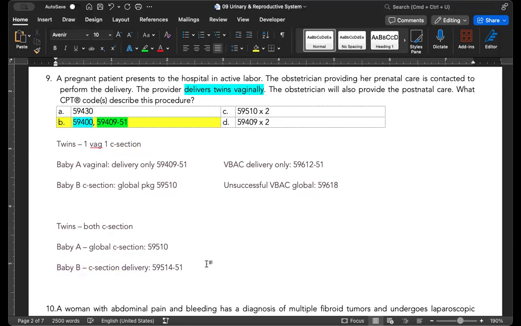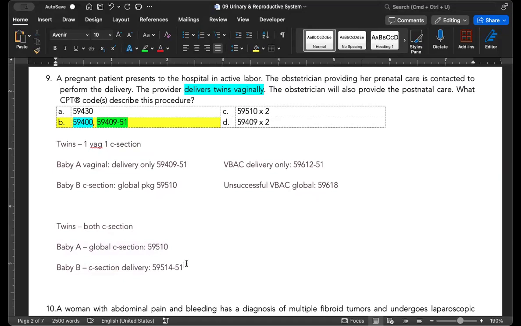While coding wise, this would be correct, insurances typically will say that you should only bill one global C-section for both babies, because there wouldn't be enough work put in to count for a second delivery.